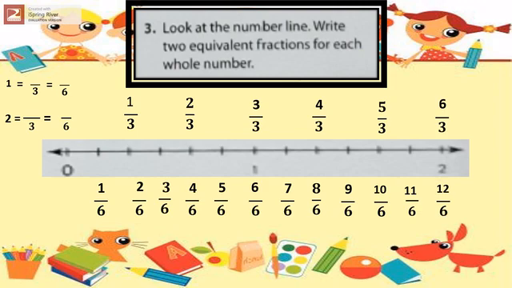So we are going to write here the answer. 1 is equal to 3 over 3 equal to 6 over 6. And 2 is equal to 6 over 3, and it is equal to 12 over 6.